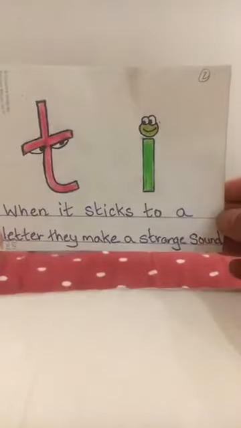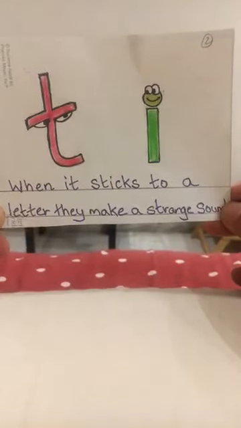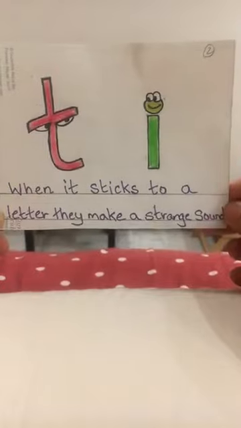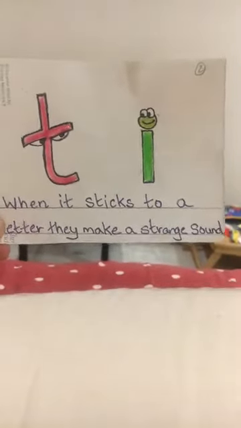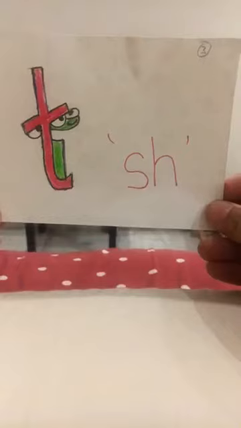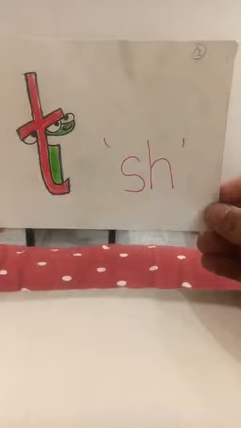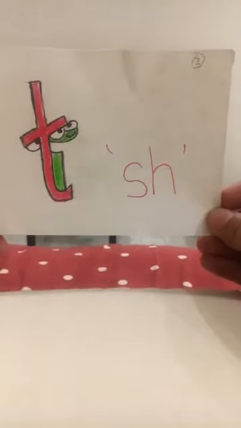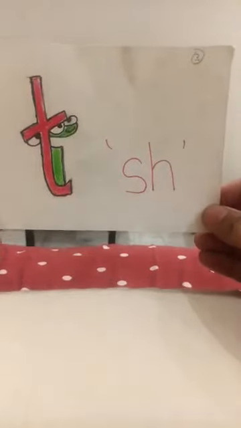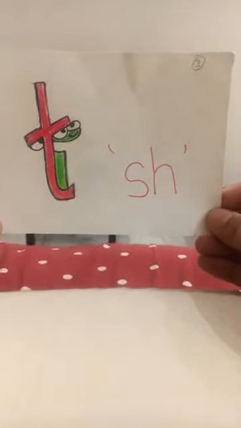When the sticky I sticks to a letter, they make a very strange sound. In this case, the I has got stuck to T. And what sound do they make together? They make the sound sh. The T obviously does not look very happy to be stuck to I, but doesn't seem to have a choice. So together they make the sound sh.